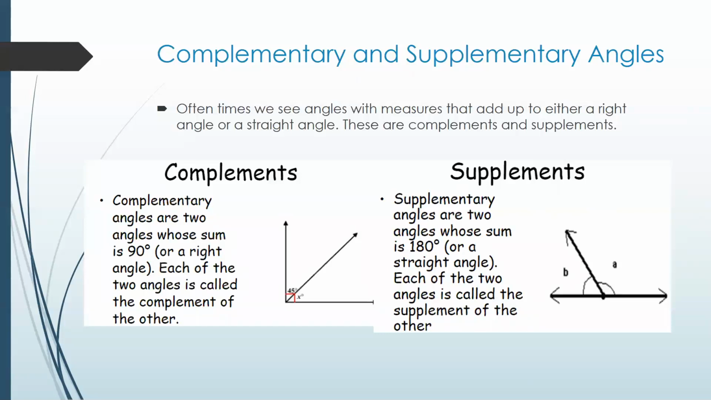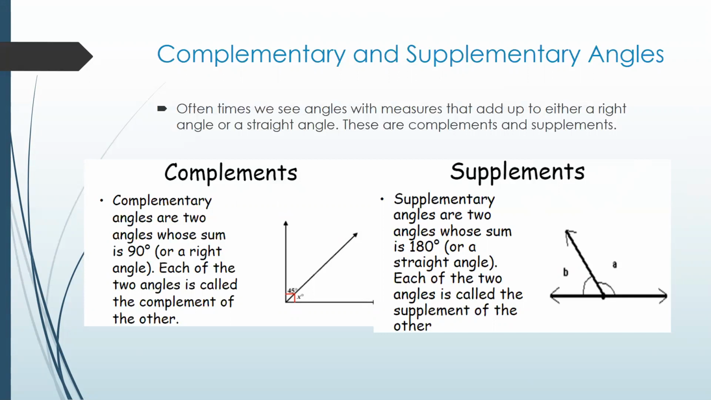Complementary and supplementary angles. Oftentimes we see angles with measures that add up to either a right angle or a straight angle. These are called supplements and complements. Complementary angles are two angles whose sum, which means you add them together, is going to equal 90 degrees or a right angle. The two angles are called complements of each other.